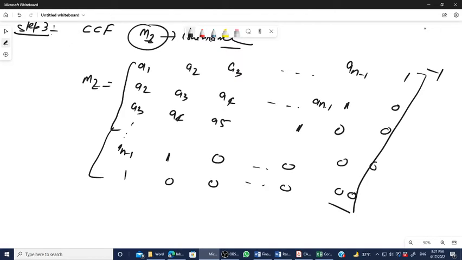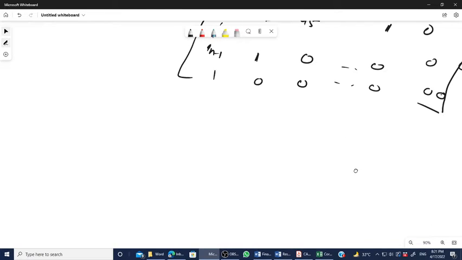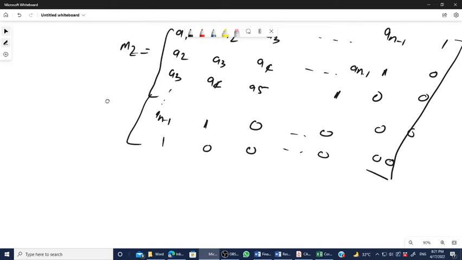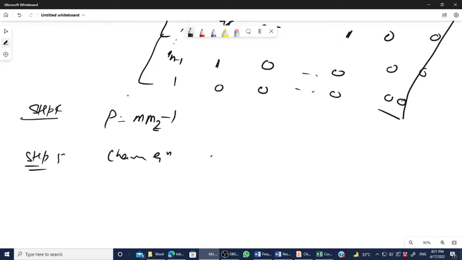Next is step 4, and this step 4 is to find M is equal to M into Mz inverse. We have already gone through this. Step 5: we have to find the characteristic equation based on the design specification.